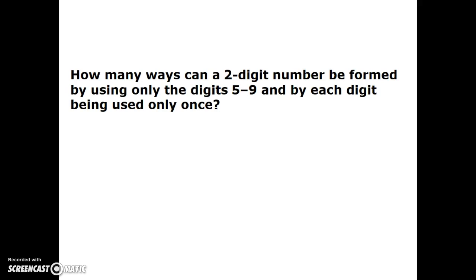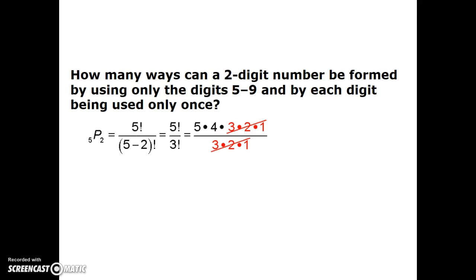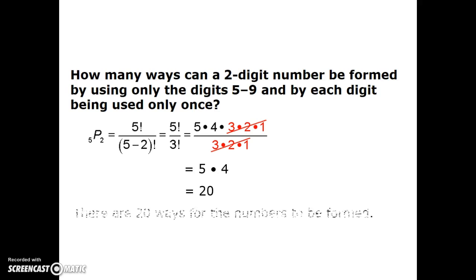How many ways can a 2-digit number be formed by using only the digits 5 through 9 and by each digit being used only once? So 5, 6, 7, 8, 9, 5 total items and a 2-digit number. So that's R equals 2, and so there are 20 ways for the numbers to be formed.